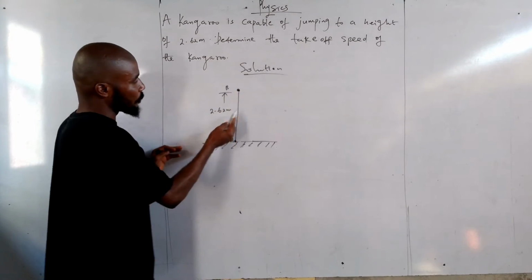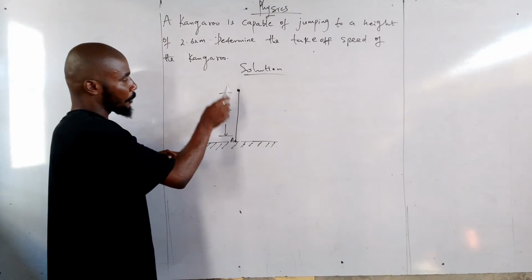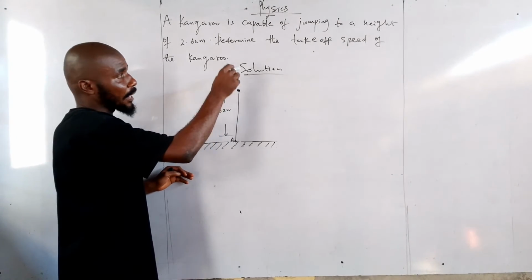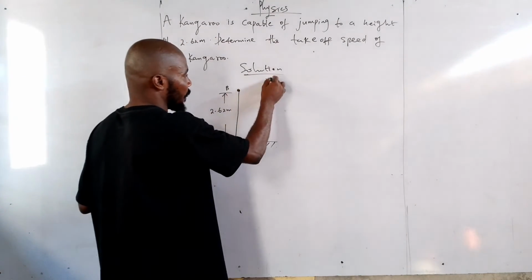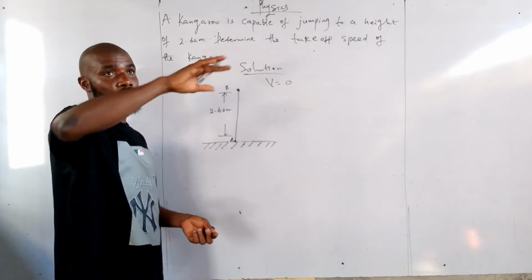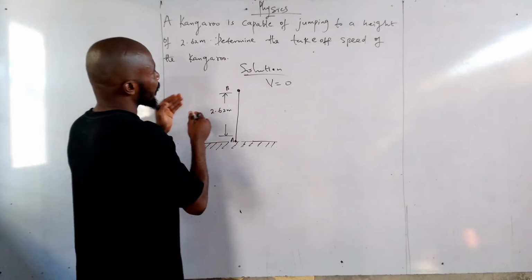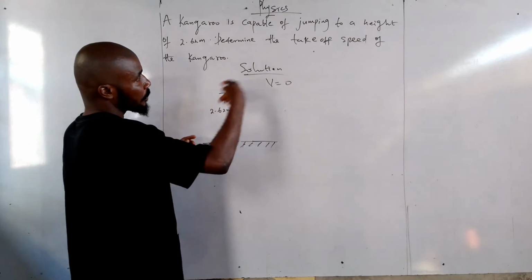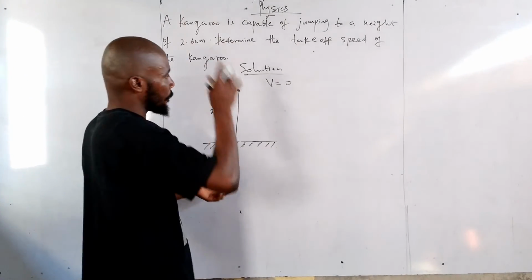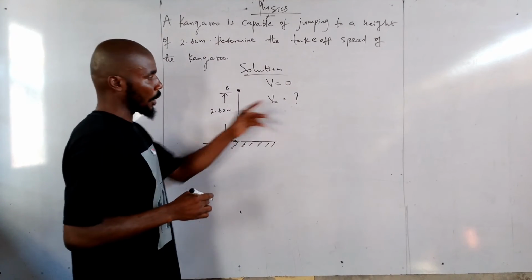Let's visualize this problem. The kangaroo started from a point, let's say 0, and it leaps upwards, takes off to a point, let's say B. When the object gets to this maximum height, B, the final velocity is equal to what? 0. So V is equal to 0. Remember, when an object gets to its maximum height, final velocity is equal to 0. Now, we are looking for the initial velocity, that's the initial speed with which the kangaroo will take itself up from the ground. So initial velocity V0 is unknown. We are looking for it.